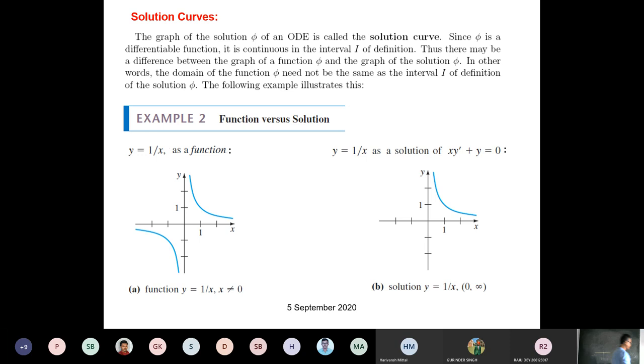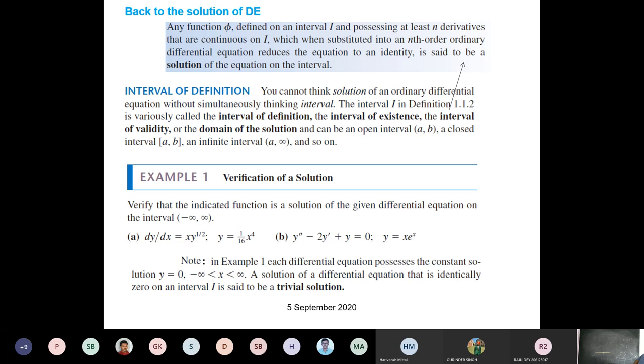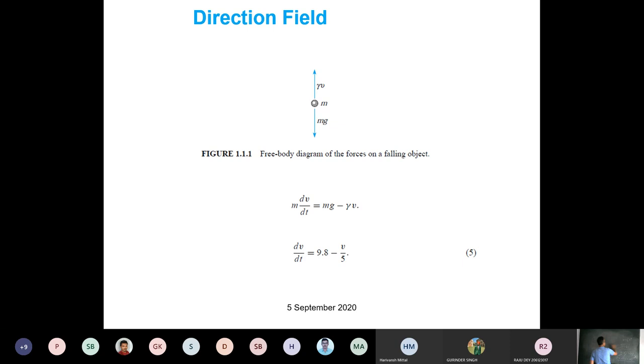Okay, fine. So this is about solution. Now let me get back to my sketch from earlier. Now let me give you an idea of something called direction field. Have you done direction field before? Is there anybody who hasn't done direction field before?